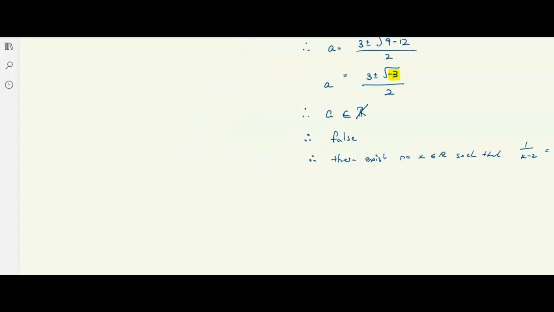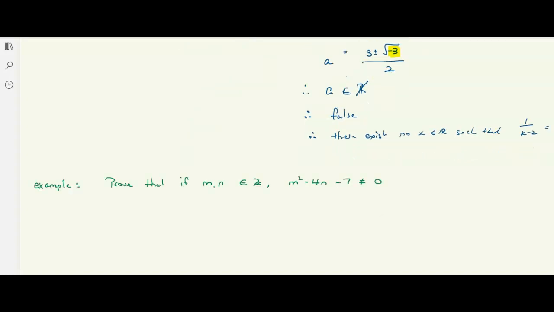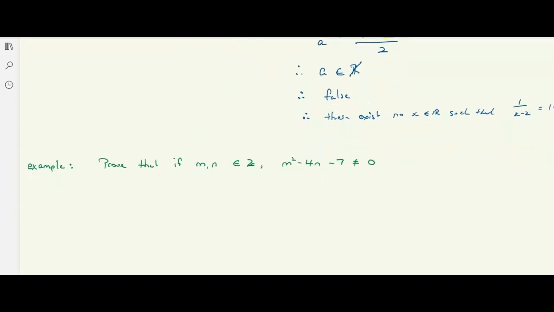Okay, next example. Prove that if m and n are integers, then m squared minus 4n minus 7 is not equal to 0. Okay, so look, with these examples, it'd be really good for you to, as you gain in confidence, maybe have a crack at them, you know, just try and get ahead.